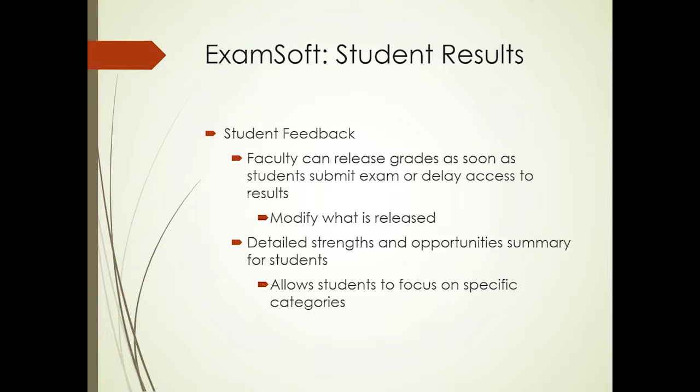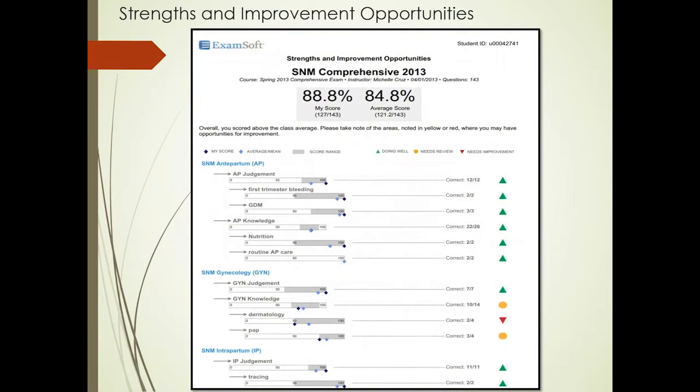For distance students, we would also communicate the password to start to the proctor. So if you use categories, you can allow students to have access to a detailed strengths and opportunities report. They're incredibly helpful for students because it allows them to focus on specific categories that they may be having difficulty in. So just a visual of that.